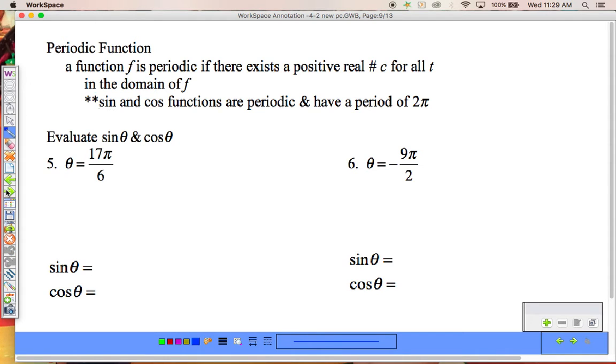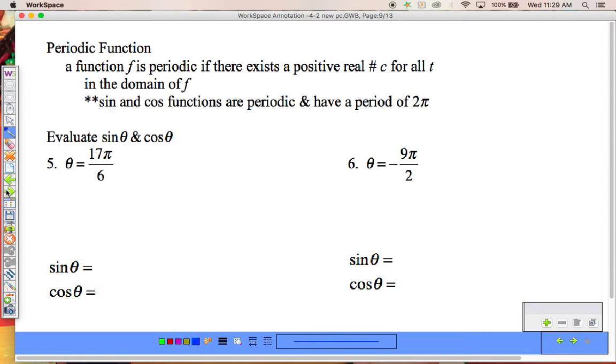All right, a periodic function. We've talked about this a little bit without really using the terminology. A function f is periodic if there exists a positive real number c such that f(t + c) = f(t) for all the t in the domain of f. Makes no sense, but we'll go with that. And I'm going to say that sine and cosine functions are periodic and have a period of 2 pi.